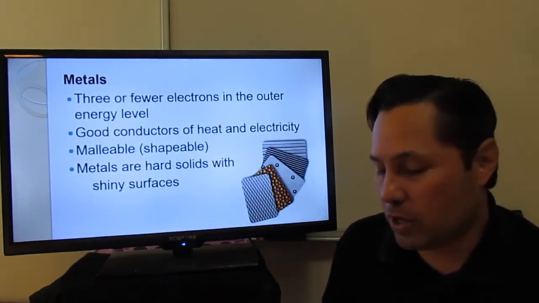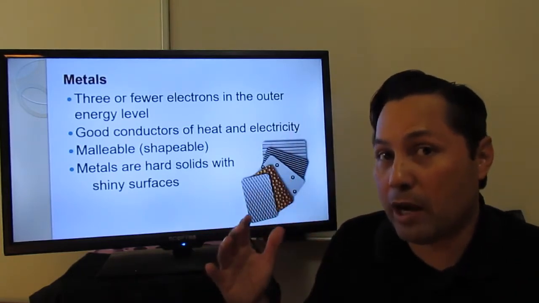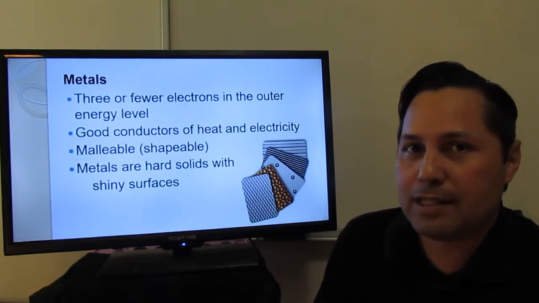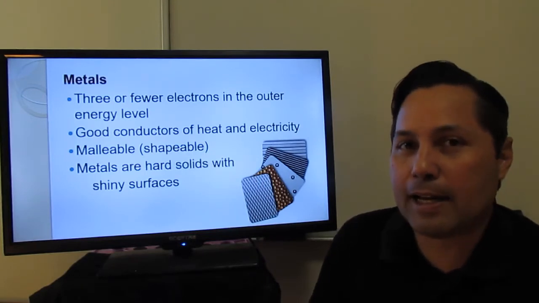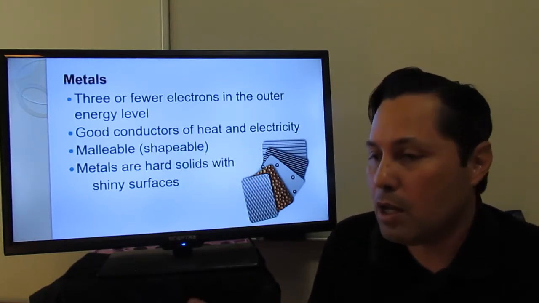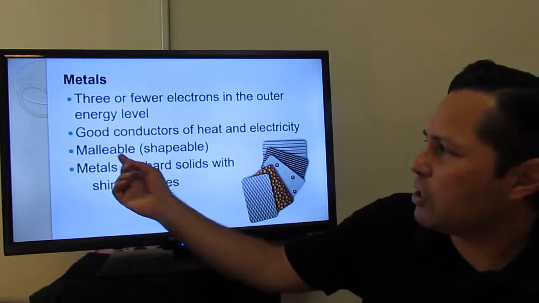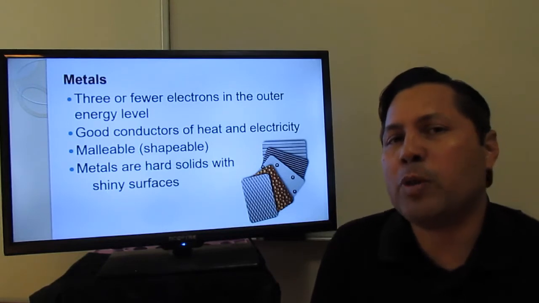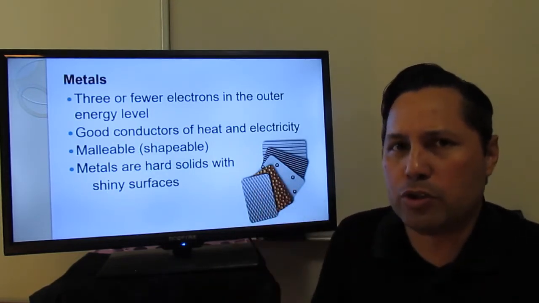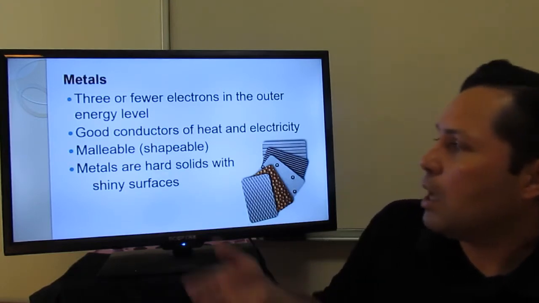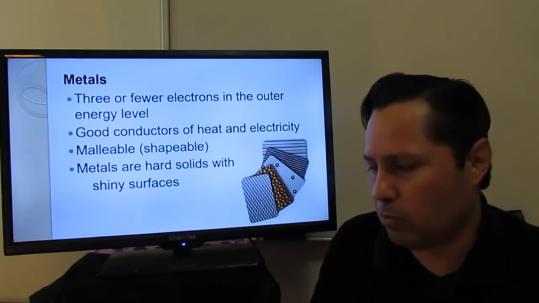Metals. Metals tend to have 3 or fewer electrons on the outside part of the atoms. They have more electrons inside, but on the outside they either have 1, 2, or 3. That's characteristic for a metal. They're very good conductors of heat and electricity. Copper, which is a metal, is used for electrical wires in the house. Metals tend to be malleable. Malleable means you can easily shape it. You can get a metal rod, and if you heat it, you can hammer it and turn it into a different shape, maybe perhaps a circle. And metals tend to be hard solids with shiny surfaces. If you polish it, most of them will shine.